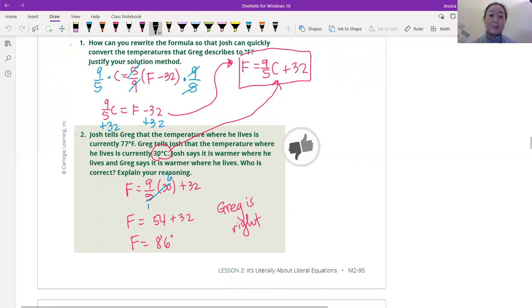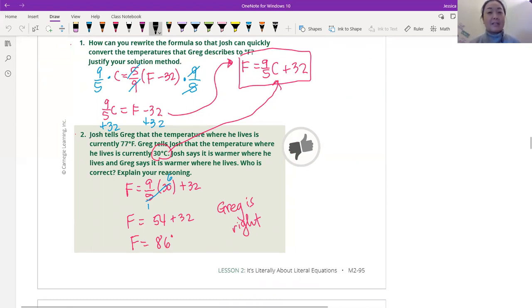Because almost everywhere else uses Celsius instead of Fahrenheit. And so Josh says it's warmer where he lives, while Greg says, no, it's warmer where I live, right? So who is correct? So let's find out. And so we just plugged in 30 into this equation, into the Celsius, because for us, at least if you've lived in America long enough, we're used to Fahrenheit. I'm used to Fahrenheit. I'm like, what is 30 degrees Celsius?